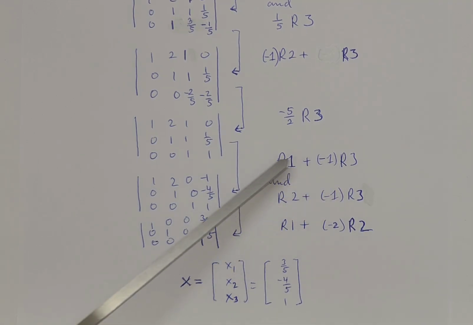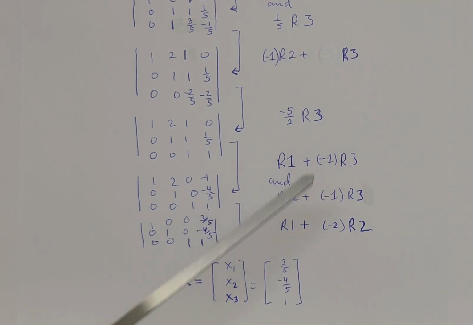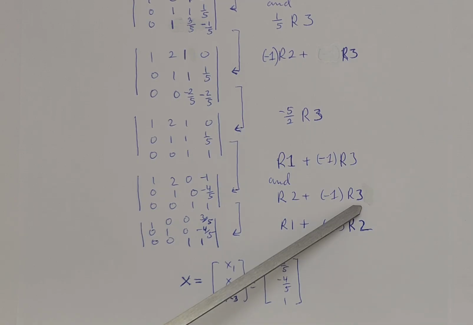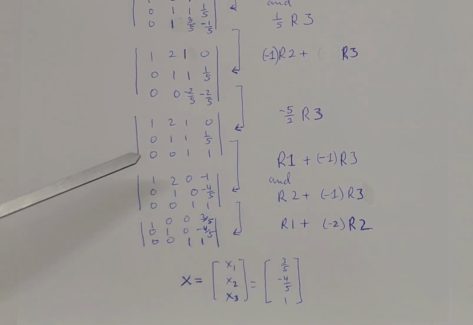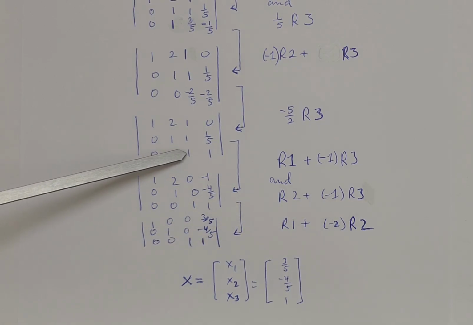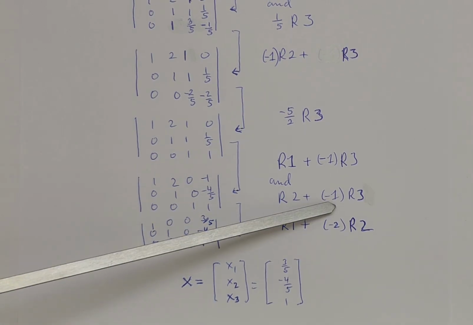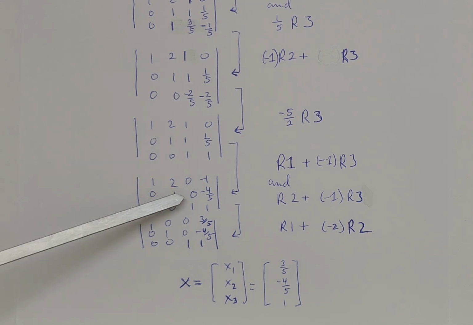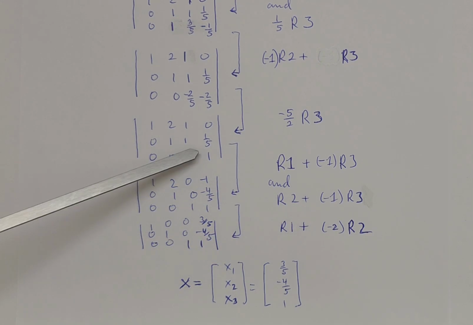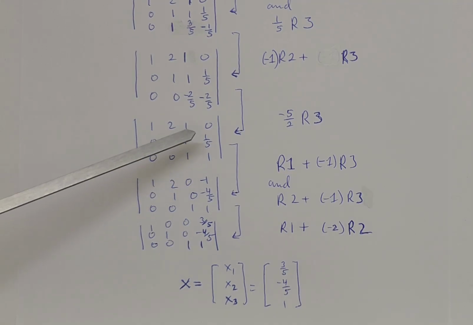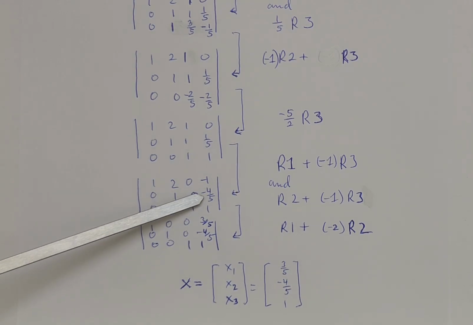So let's do this one first. Okay, let's do this one. So negative 1 times R3 plus row 2. So here we go. Negative 1 times 1, which is negative 1. Negative 1 plus 1, which is this 0. Negative 1 times 1 is negative 1. Negative 1 plus 1/5 gives me negative 4/5.